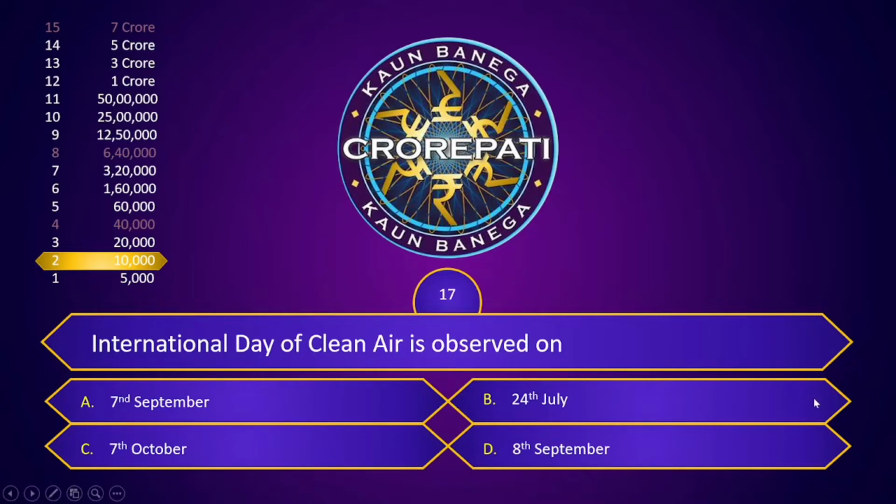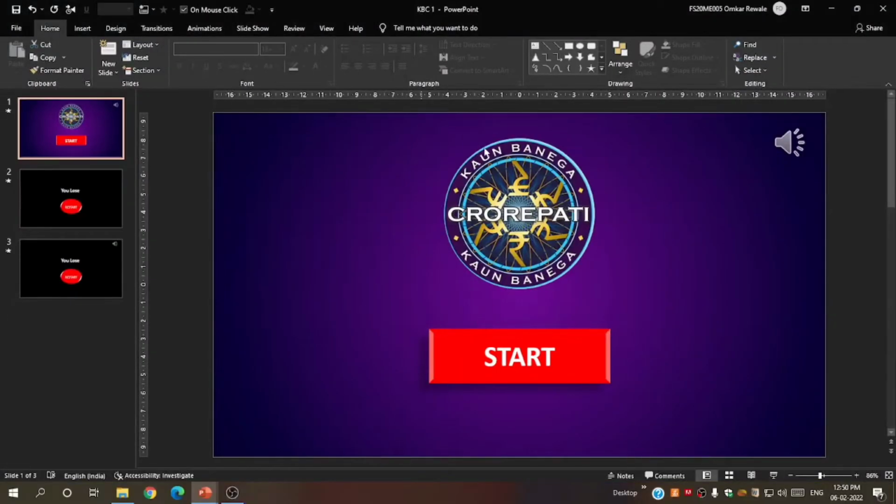And one more thing I want to show you. Now see, I have selected this wrong, and you can hear. So this wrong quiz KBC sound, we will also add this. I will also show you how to add that. Okay, so now let's start.